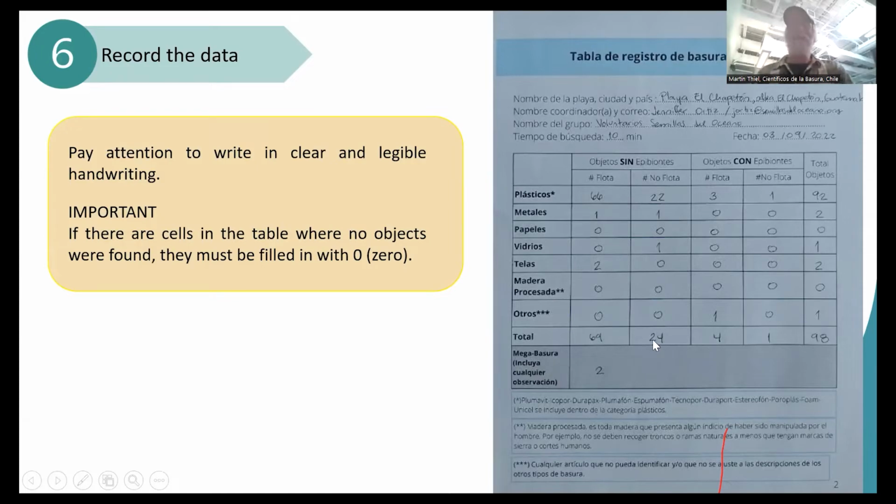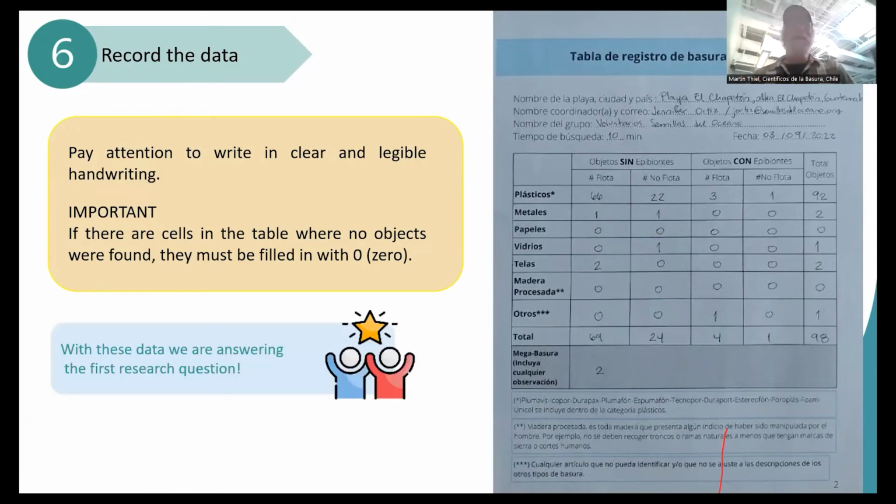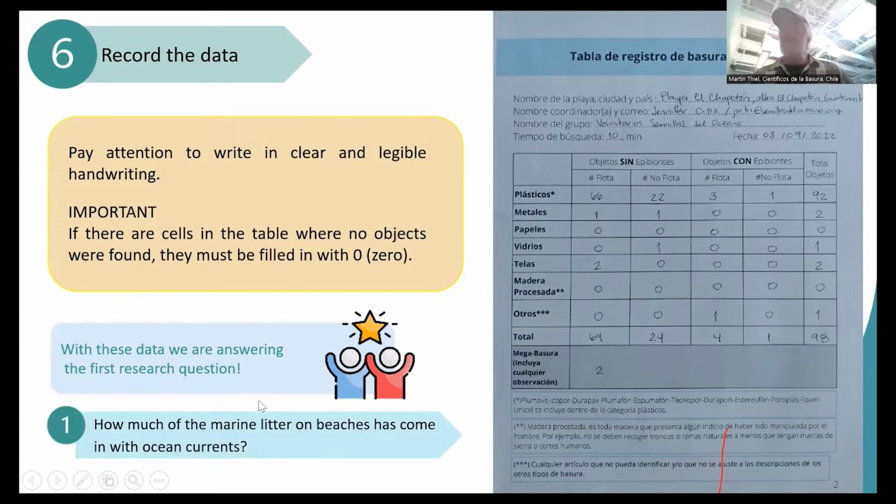And with this data table, actually, we can now already answer our first research question, and that is how much of our litter actually has come with the marine currents. We assume that the litter that does have epibionts and that does float is the litter that has come with the ocean currents, because if it doesn't float, it can't have been transported with the ocean currents. And if it doesn't have any marine organisms growing on it, then also it didn't pass a lot of time in the sea, and it was not colonized, probably deposited on the beach by beach visitors or by other sources.